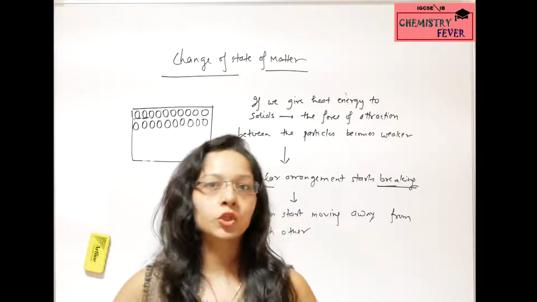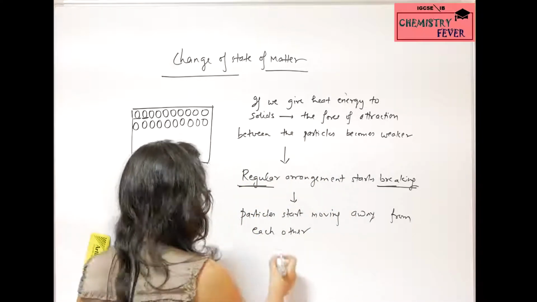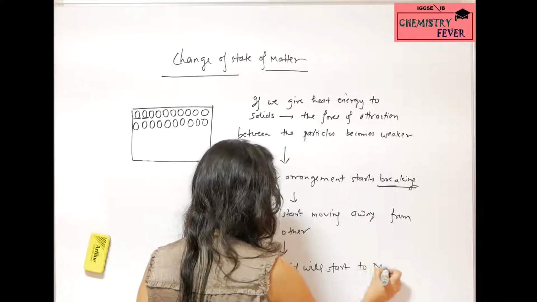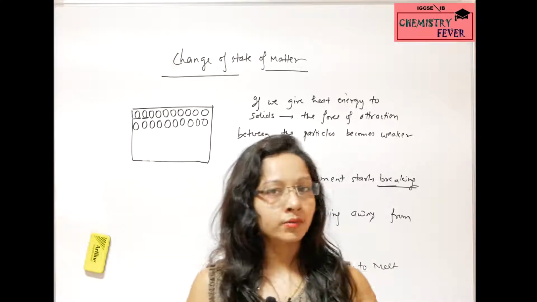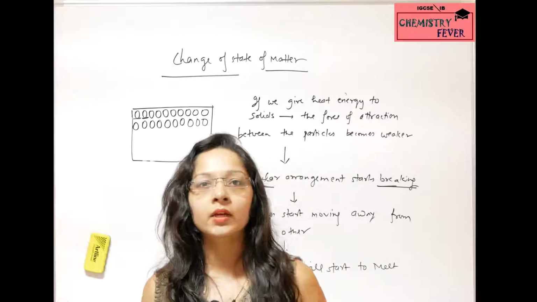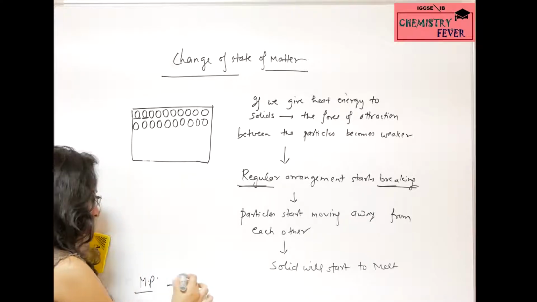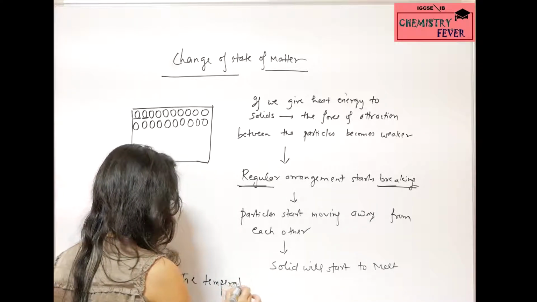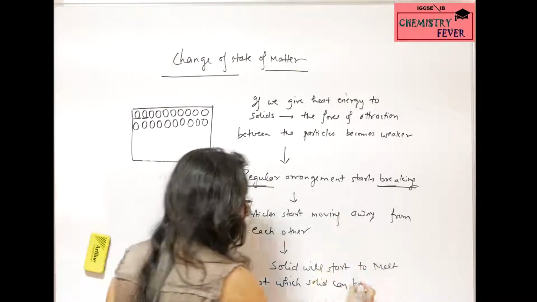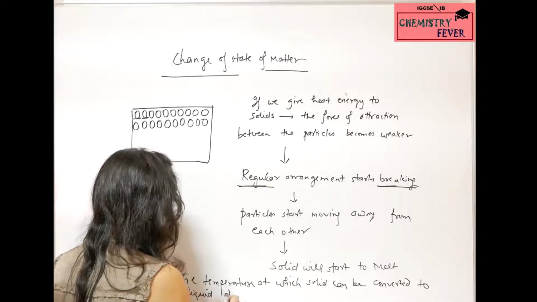It's not completely melted. It just starts to melt. So this is the state where we say the solid has started melting. The temperature at which this happens is known as the melting point. So melting point is the temperature at which a solid can be converted into the liquid state.